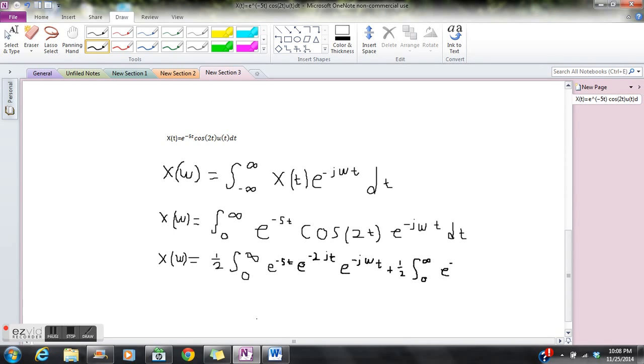All right, so you see the first integration, one half e to the negative 5t times e to the negative 2j t. That's what the cosine turned into: e to the negative 2j times t. So that's one part of the cosine. Now I'm writing the other integration, which will be e to the 2j times t.